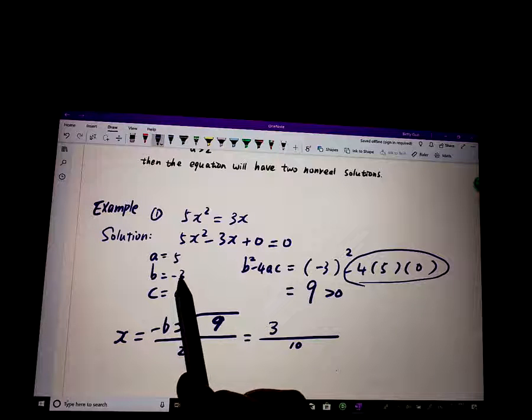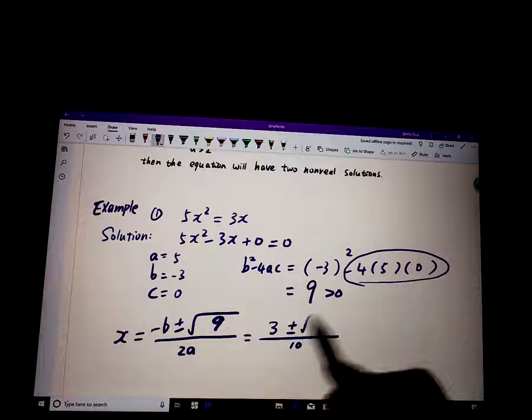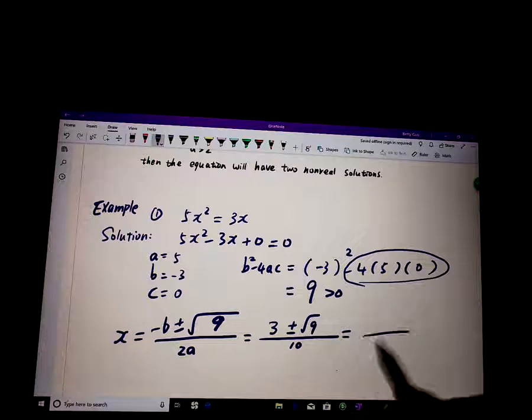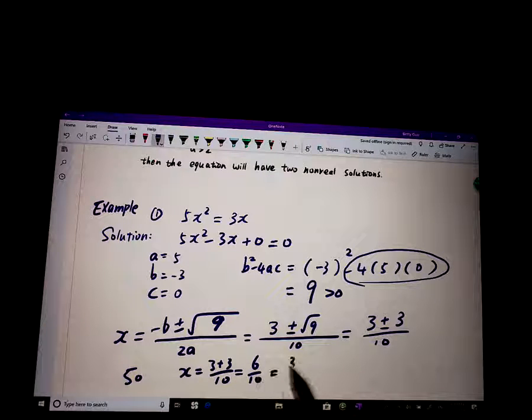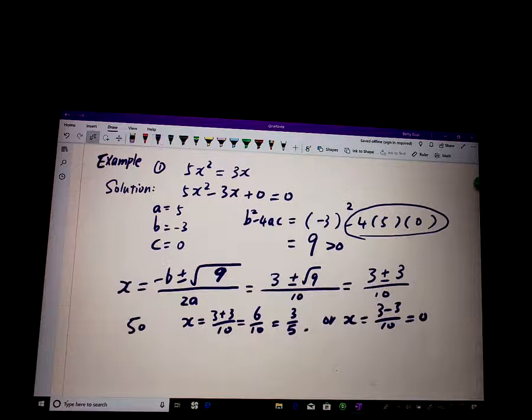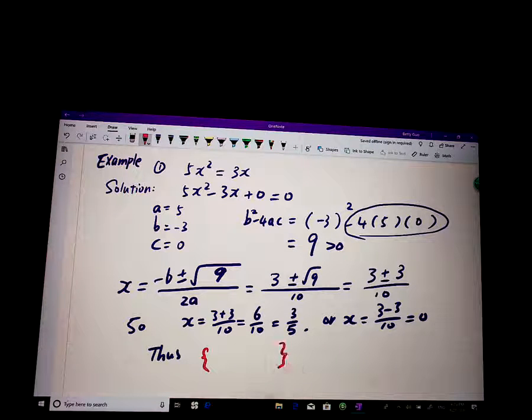B is -3. The opposite of B is +3, plus or minus square root of 9. What is the square root of 9, everybody? 3, right? So x equals, if we take the positive, 3 plus 3 over 10, that gives us 6 over 10, and that is 3 over 5. If we take the negative, 3 minus 3 over 10, that is 0. Do you see the 2 solutions? Thus, the solution set is a set containing 2 numbers, 0 and 3/5.